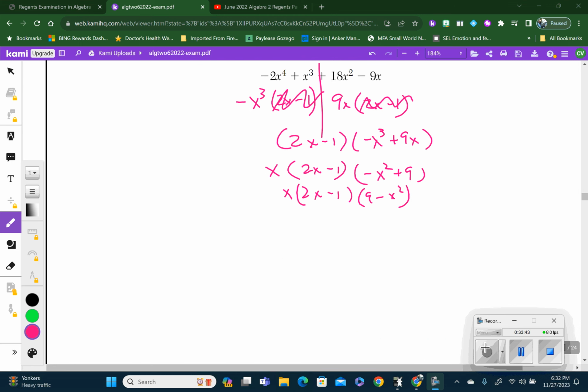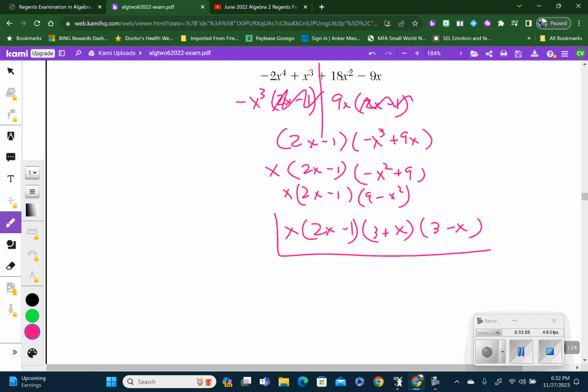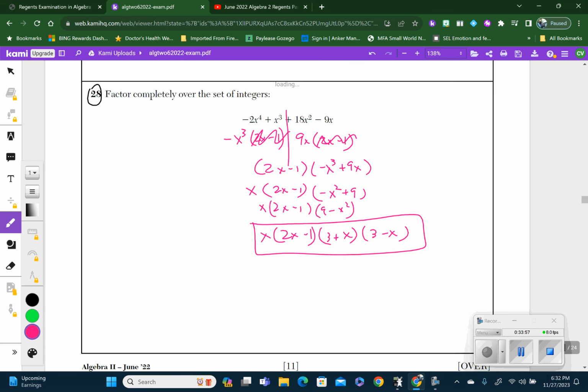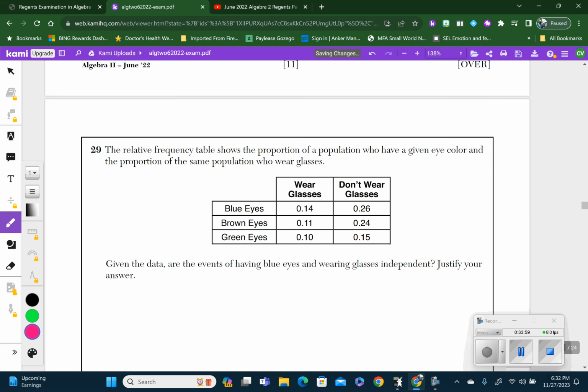So I notice that 9 is a perfect square and so is x squared. So I can double bubble that. So 3 plus x, 3 minus x. Everything else comes down. So 2x minus 1 here and an x here. And that is my answer factored completely.